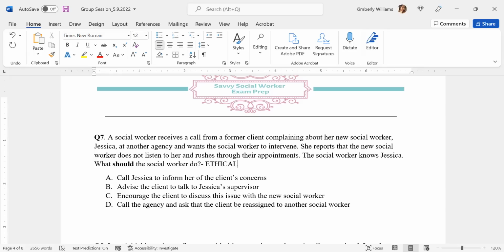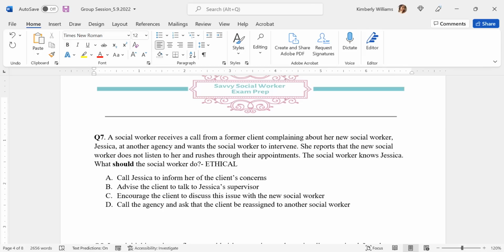So Rochelle, tell me what's going on. What's our issue here? Because this is the ethical question. We don't have to worry about phase of the process and all of that because it's not that type of question. So what's the issue here? What's our priority issue here?